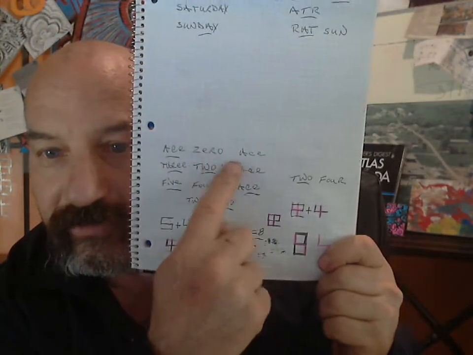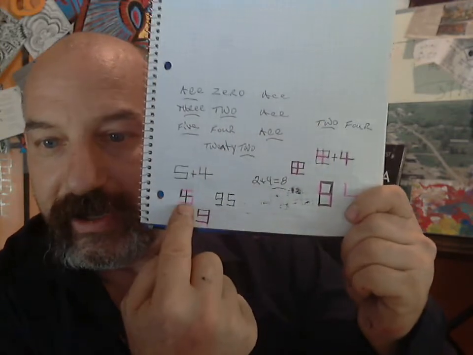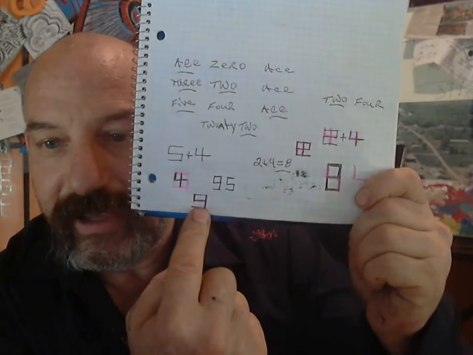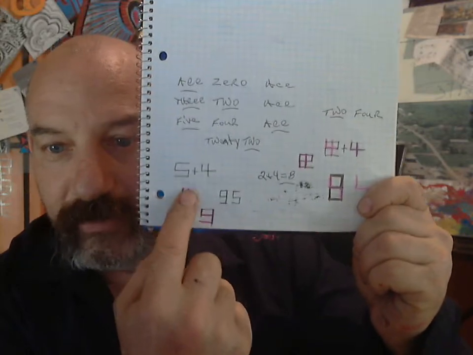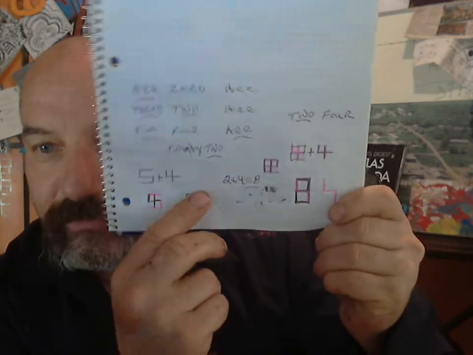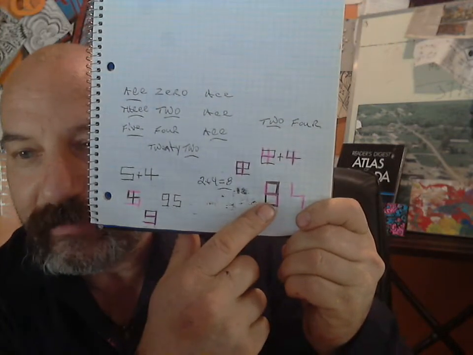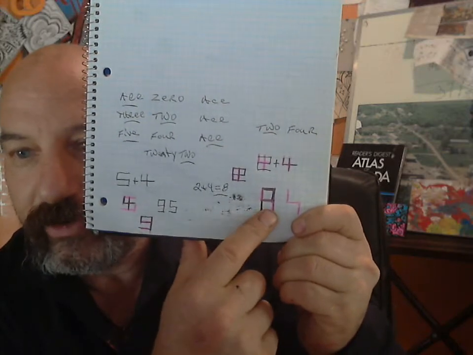Okay? Ace 0, 3, 2, ace, 5, 4, ace. This is what I want to get. When you take 5 and 4 and put it together, you end up with 9. 5 and 4 is 9. Here's the 4 inside 5, and you got 9 again. You add up 2 and 4 together. Okay? If you put 2 and 4 together, this is what happens. Here's your 2, here's your 4, you end up with 8.